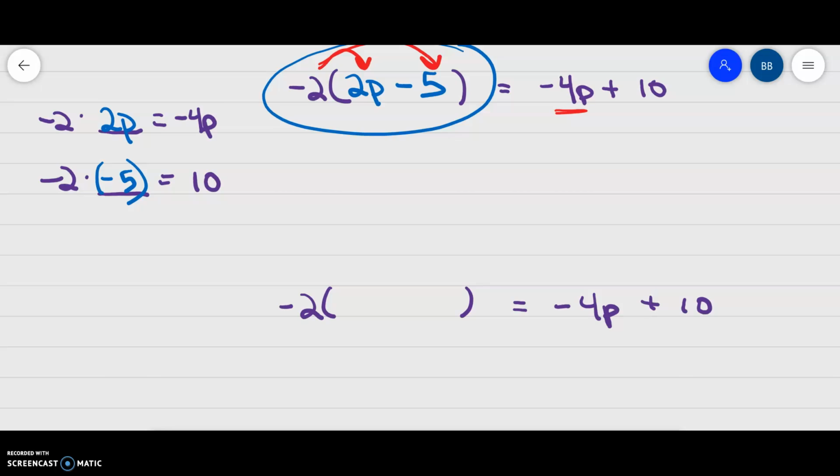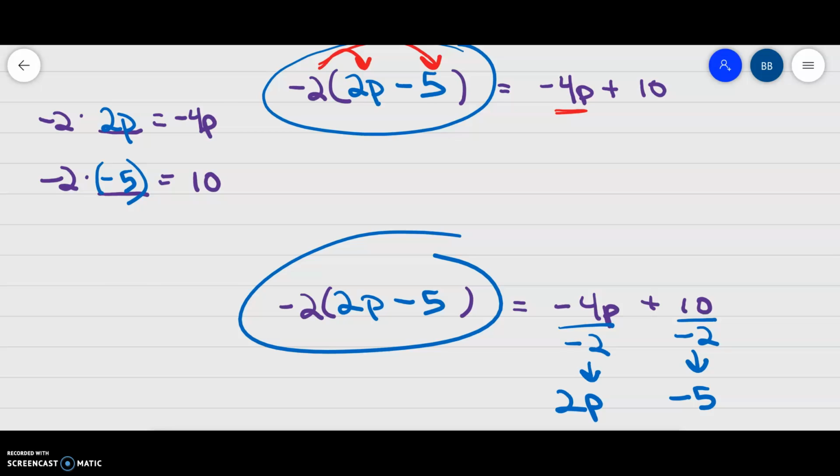So factoring something out basically means dividing, because we're doing the opposite of distributing, which is multiplying. So that would be dividing. So I can think, oh, negative 4p, and I want to divide by negative 2 to see what's left. So negative 4 divided by negative 2 is a positive 2, and then we have our p. So I would put 2p right there. And then 10 divided by negative 2 would be a negative 5, so then I write it as minus 5. And I get that same answer.